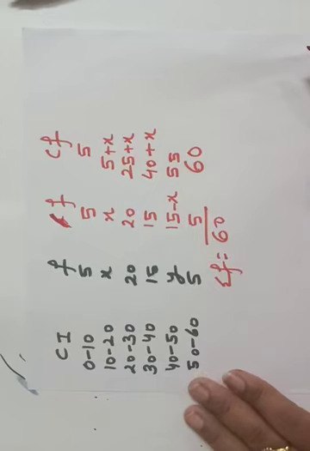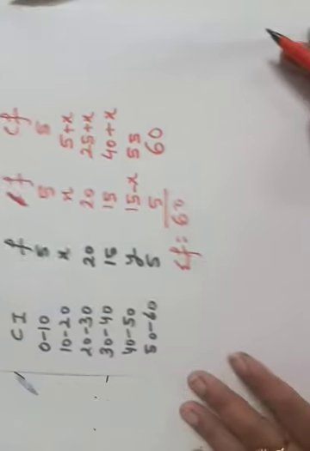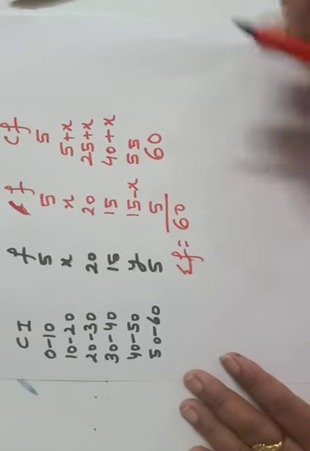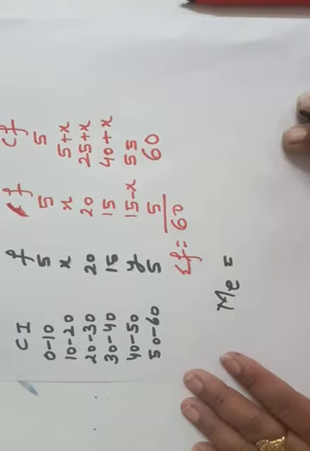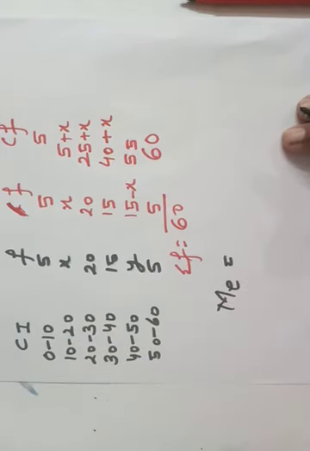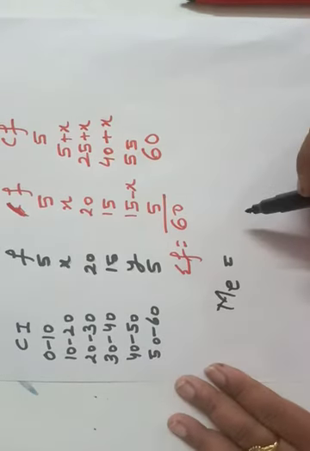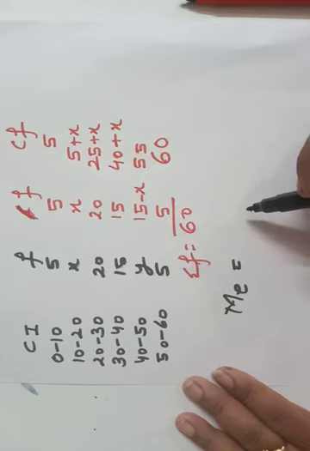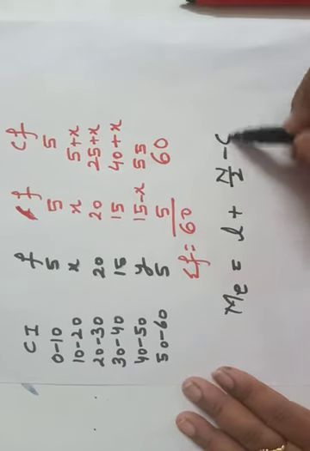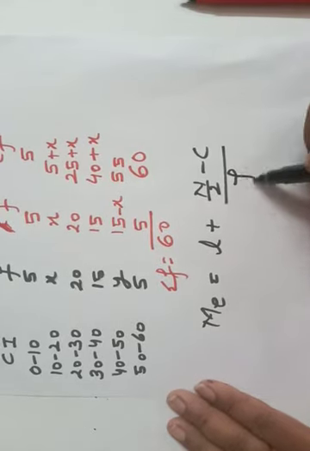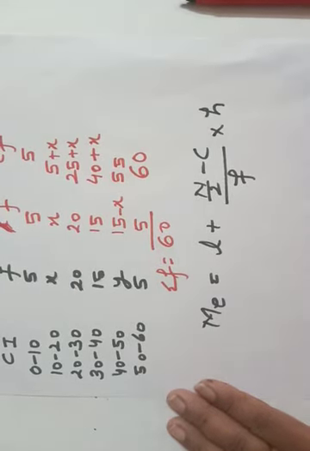Now we have to find the missing frequency, and the median is given in this question. Let's write the formula. First of all, the median formula is very important, and you can get half marks for the formula, so in the board exam you need to write it: lower limit plus n by 2 minus c upon f into h.